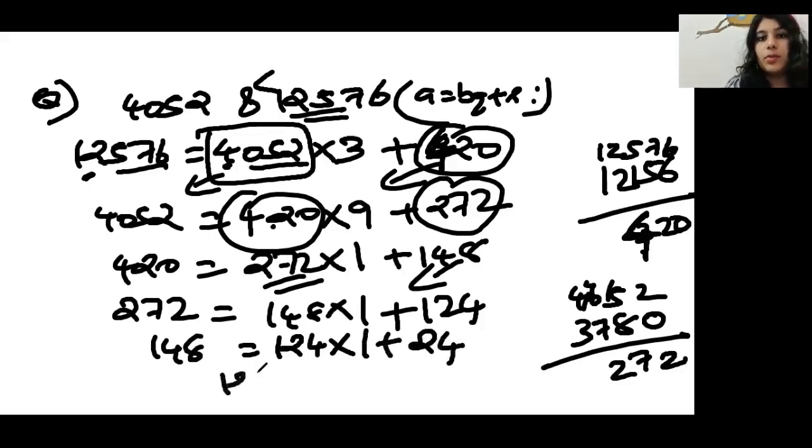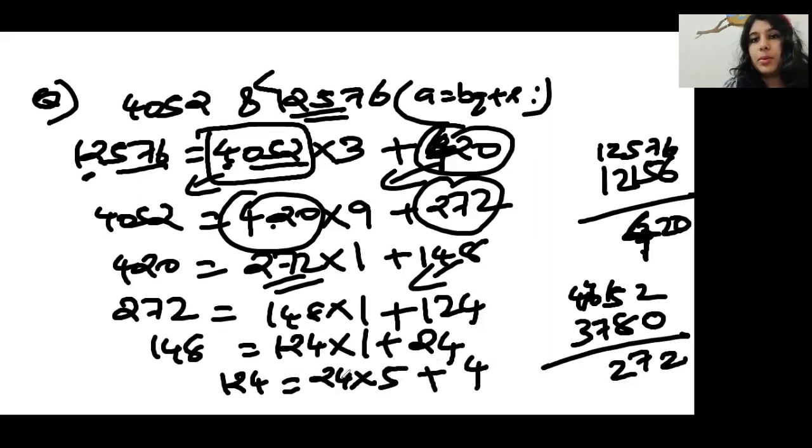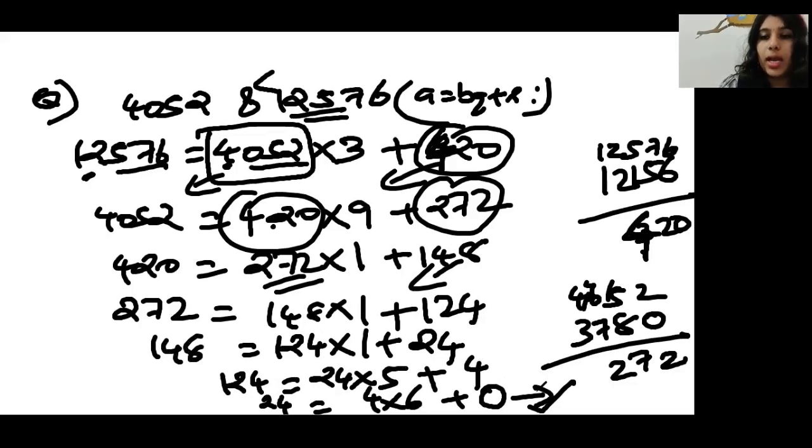Now this 124 I am taking here, 24 into 5 plus 4. 24 into 5 is 120, and 120 plus 4. Now again I am taking 24 here. 24 is 4 into what? 6 plus 0. Now I got my last step as 0. Now my work is finished. So what I said before, whenever the last step I'm getting is 0, the B answer will be the HCF. So what is the HCF? The HCF will be the number 4.